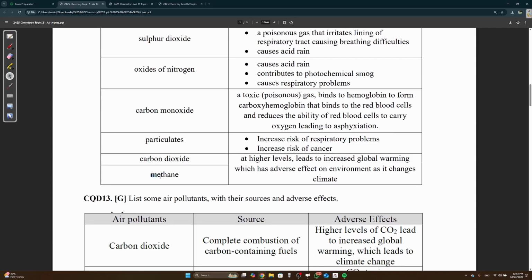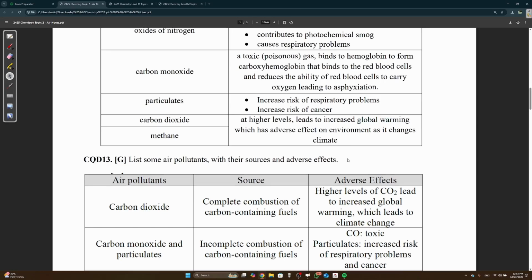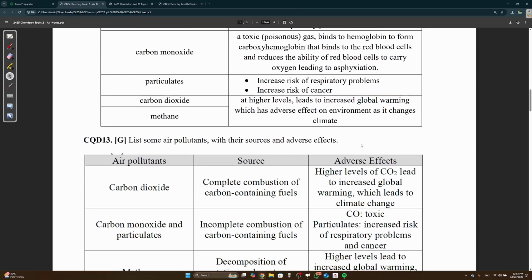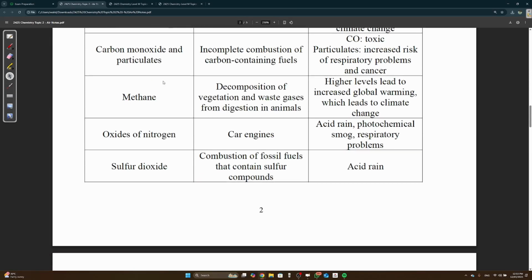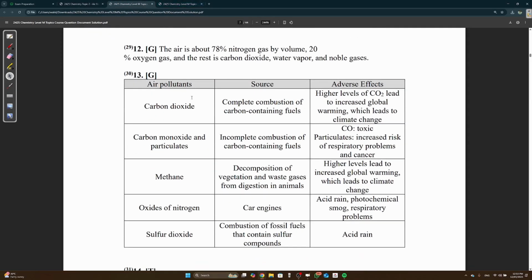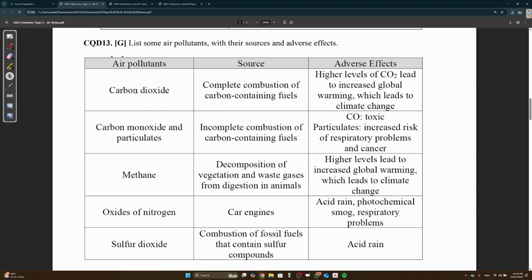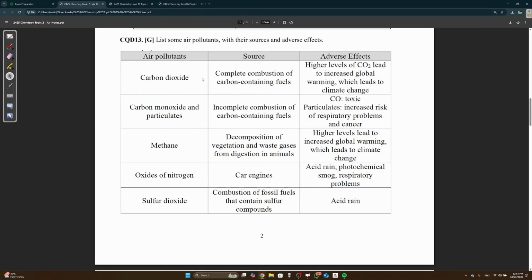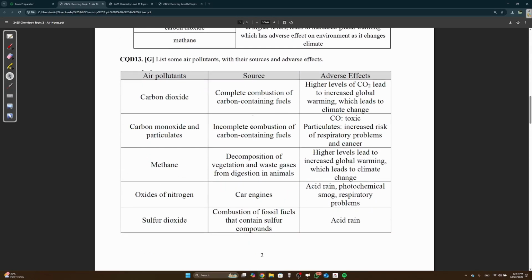Carbon dioxide and methane at higher levels obviously cause global warming. I think all of you know what global warming is. It causes higher temperatures, climate change, whatever. So this is the table you must memorize. I don't know if it's here. Oh yeah, it's here as well. You need to memorize this: the source and what effect. You can pause and take a screenshot and go over it. I just went over them now, but you should know this.